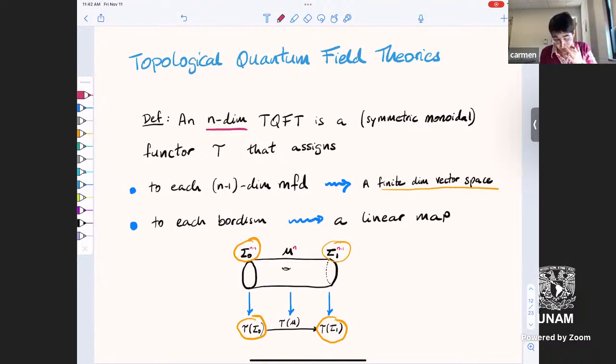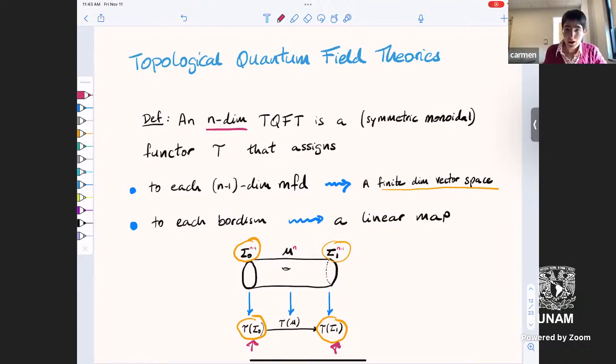That's why it's important to keep track of what dimension we're talking about. You're going to see your functor applied to manifolds of different dimension. Everything has to be inside a certain context of a certain dimension. If your manifold is a bordism and it's n-dimensional, it's going to get mapped to a linear map. If you're applying an n-dimensional TQFT to n-1 dimensional manifolds, what you're getting is vector spaces. Vector spaces, linear maps: you get this algebraic mirror of what's happening in the geometry.